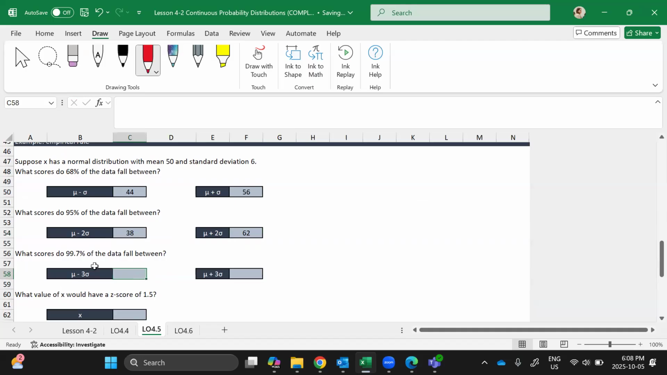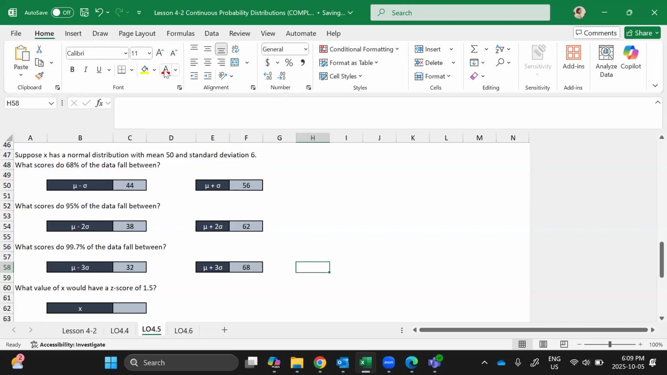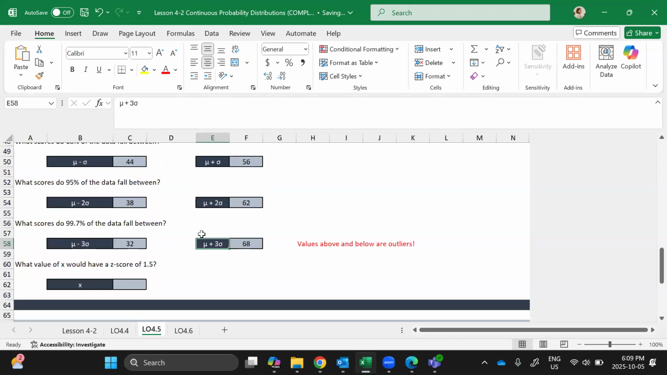Then, for 99.7% of all the data, you take the mean and minus 3 times the standard deviation. You take the mean and add 3 times the standard deviation of 6. This means 99.7% of all students should score between a 32 and a 68 in points. Any values higher or lower than these are considered outliers because they would be beyond that z-score of 3, or what is meant by 3 standard deviations below and 3 standard deviations above the mean.